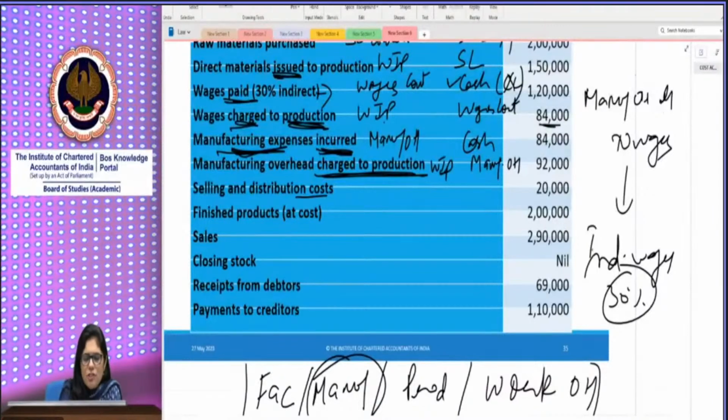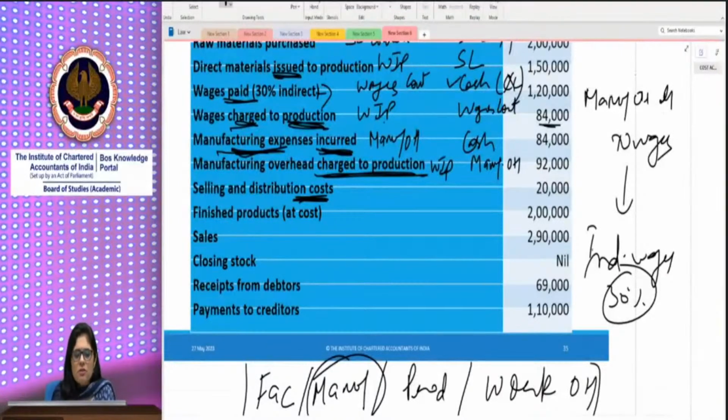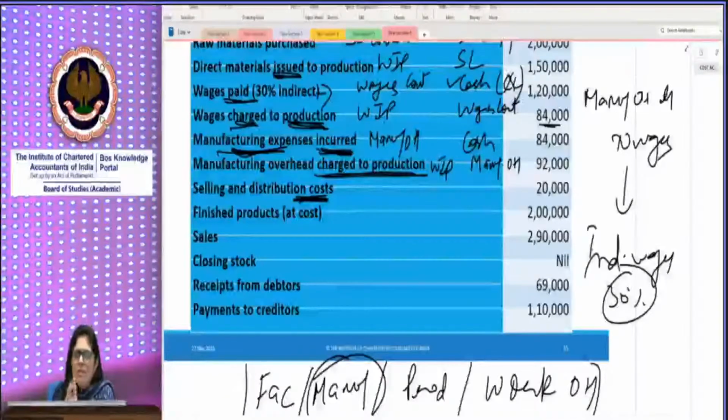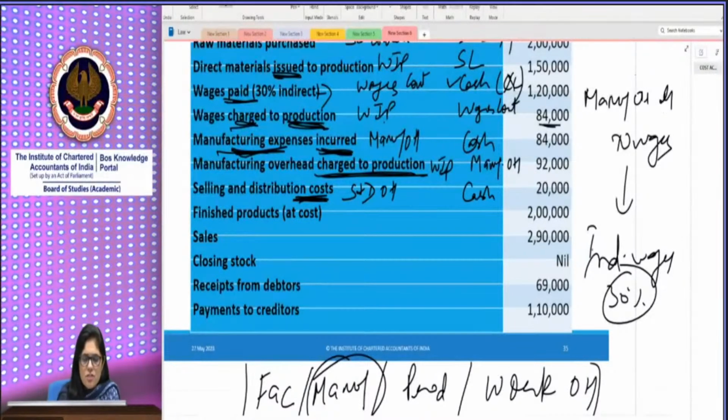Selling and distribution cost. Cost means first incur it. You have to incur it first, whether it's mentioned or not. So selling and distribution overhead control account debit to, since it's not mentioned as paid, you can use creditor also. Since it's not mentioned whether it's paid or incurred, you can use cash or creditor, whatever. First incur it and then you have to absorb it. There is no information of absorption, but you still have to absorb.